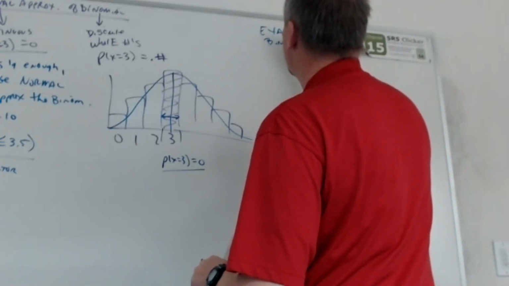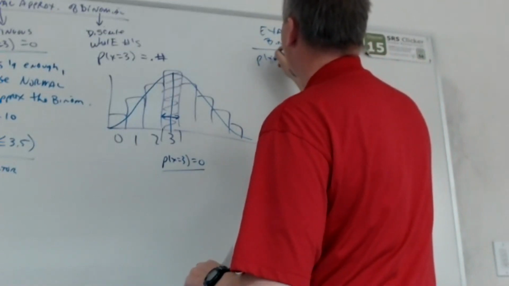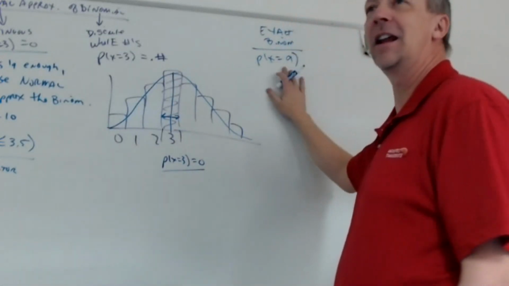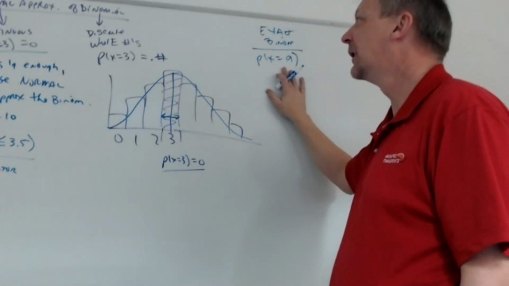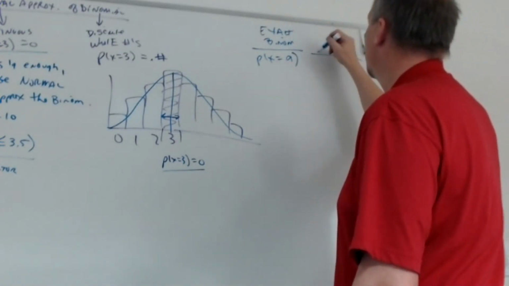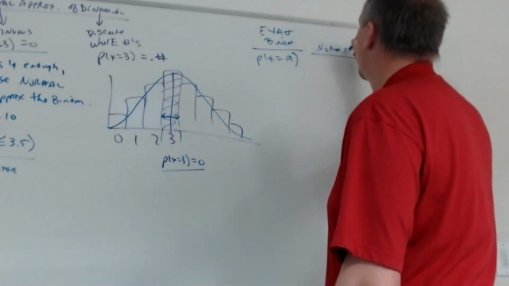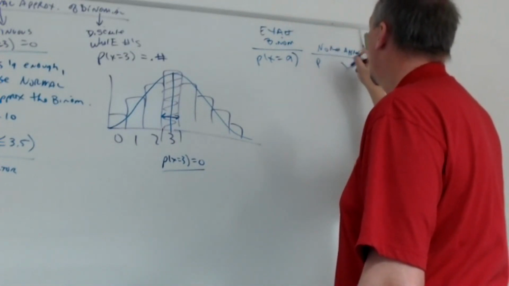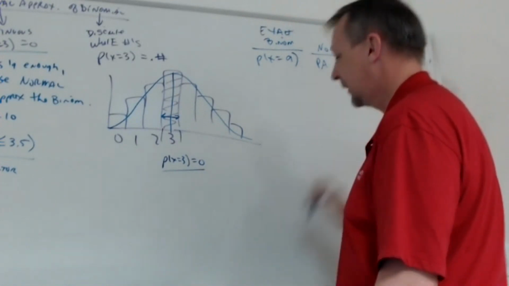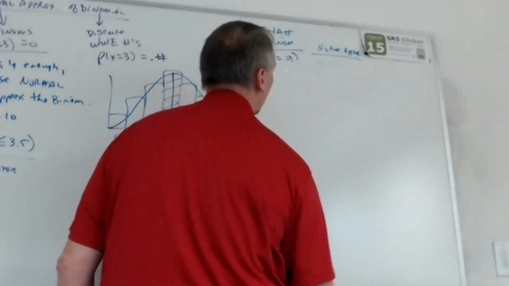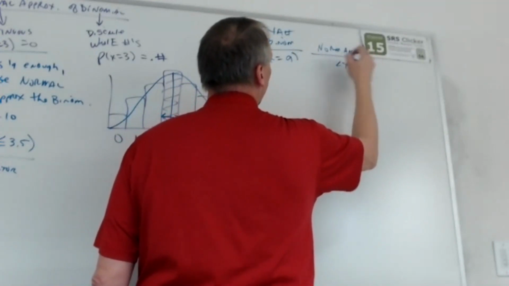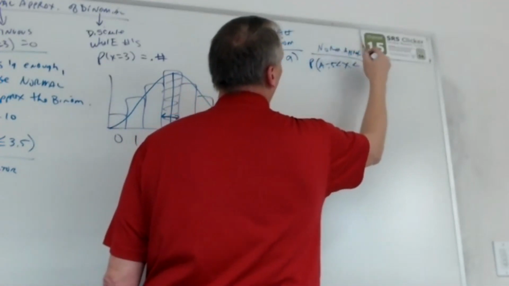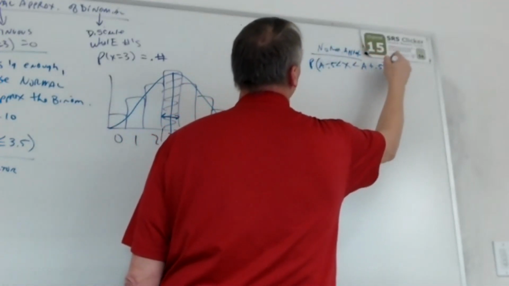I'm going to put binomial distribution, the probability that x equals some value a, okay? Well, I can't let it equal the a under the normal approximation. And so what I'm going to do is say x is between a minus 0.5 and a plus 0.5, okay?